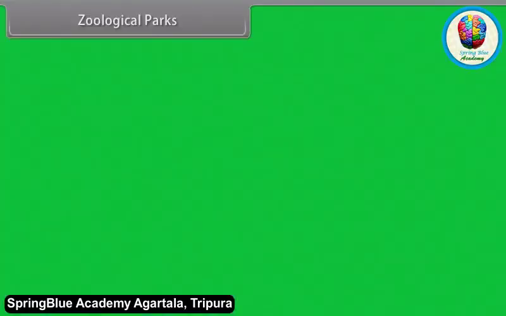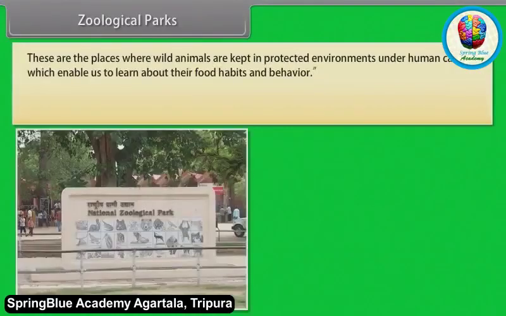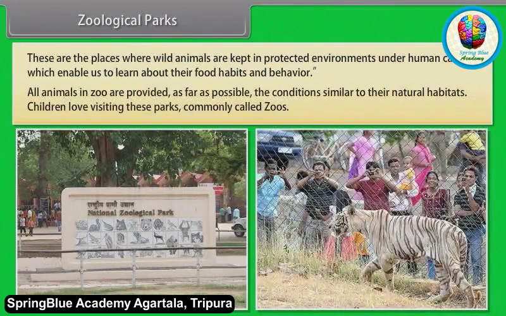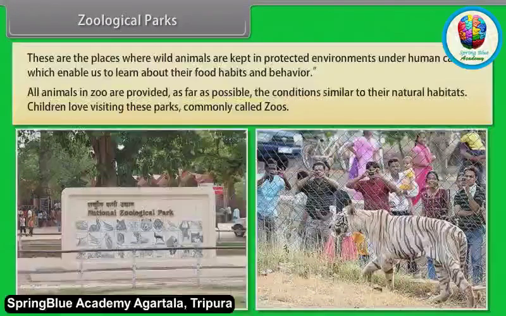Zoological park. These are the places where wild animals are kept in protected environments under human care, and which enable us to learn about their food habits and behavior. All animals in a zoo are provided, as far as possible, conditions similar to their natural habitats. Children love visiting these parks, commonly called zoos.